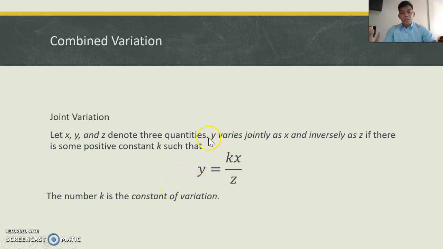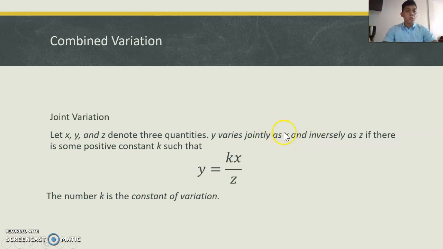So if you notice from the word itself, combined variation, in the statement of variation there is involved jointly, inversely, or sometimes directly and inversely. So meaning it's a combination of the three previous variations that we've discussed already. There are times that it can be more than four variables, no? Since we're talking about joint, there will be a denominator on the right side of the equation since we're talking about inverse. All right, now let's continue.